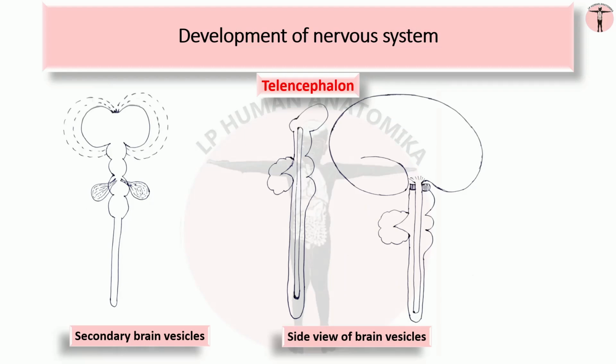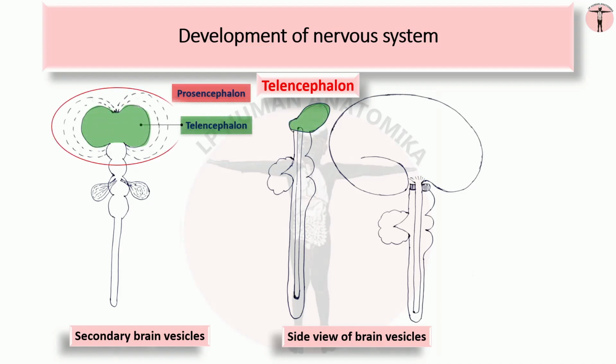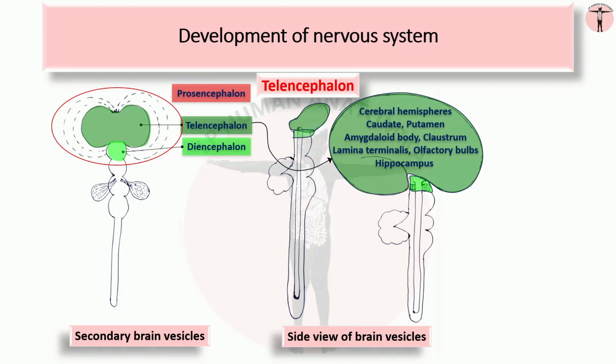Development of telencephalon. The telencephalon develops from the prosencephalon. Prosencephalon also includes the diencephalon, as already discussed. The telencephalon gives rise to the following parts: cerebral hemispheres, caudate, putamen, amygdaloid, claustrum, lamina terminalis, olfactory bulbs, and hippocampus.